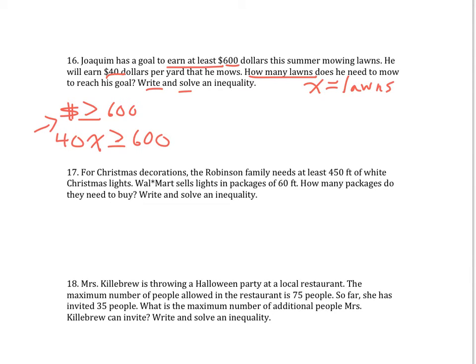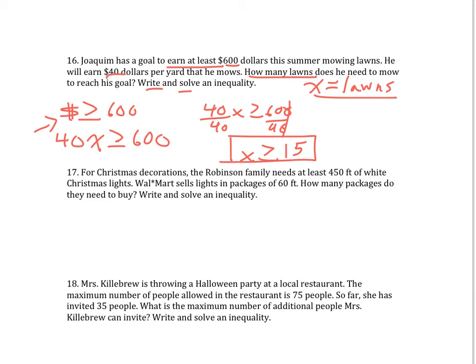So I just wrote an inequality. 40x is greater than or equal to 600. So then I solve it. Let's see, I'm going to write it one more time. Divide both sides by 40. So the number of lawns, x represents the number of lawns, needs to be greater than or equal to 15. So he needs to mow at least 15 yards. There you go.